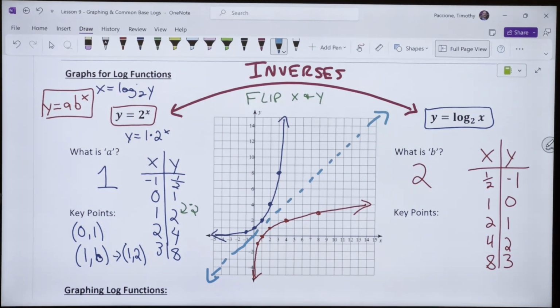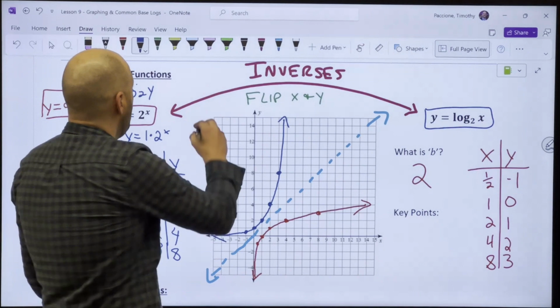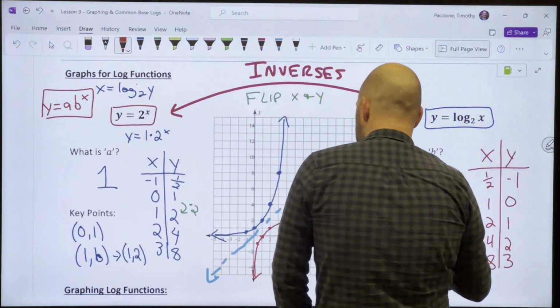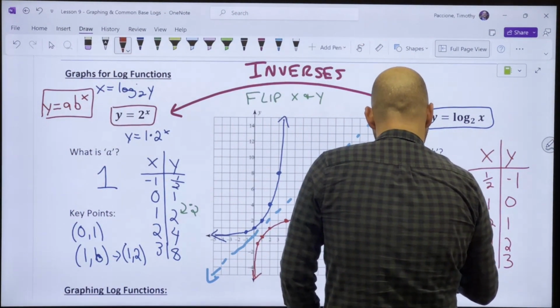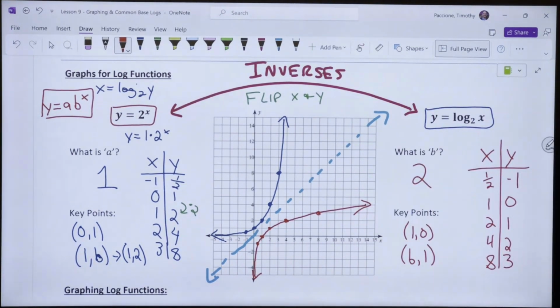Okay? Now, if the key points here are always going to be 0, 1, and 1, b, what are the key points here always going to be? Yep, 1, 0, and b, 1. Those will always show up for you. Okay? So you can use those to sense check your work. And that's it. We have now graphed that log.